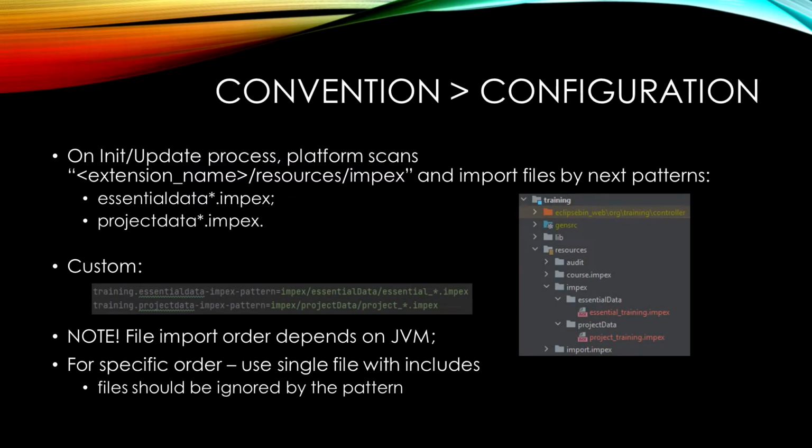Additionally, on every init or update process, Platform scans extensions for needed impex files. The scan is done by the pattern, and default will look for files starting with the essential or project data. To change the pattern, adapt the impex pattern property. Note, order of the import depends on the JVM, so you can't rely on it. As you can remember, specific order can be achieved using a single impex file with ordered includes.